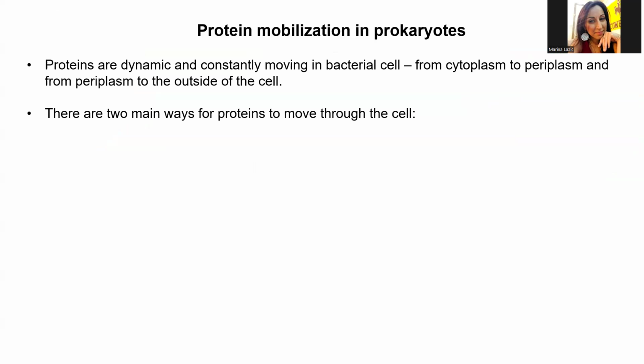And why are they important? Well, first of all, they're enzymes, toxins. They're all proteins, they're dynamic, and they're constantly moving in the bacterial cell from cytoplasm to periplasm and usually from periplasm throughout the cell. That's very common for gram-negative bacteria, especially because they have this very large periplasmic space. There are many ways to transport proteins from the cytoplasm through the system, first through the periplasm and then to the outer system.